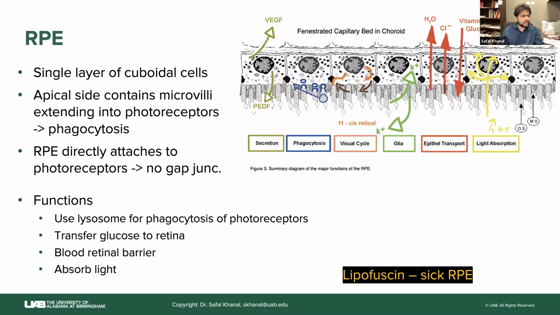And sometimes there can be deposits of damaged blood cells in the RPE layer. And when that happens, you can almost tell that the RPE is sick. And these damaged cells are accumulated in the form of lipofuscin. So these are brownish pigments in the RPE.